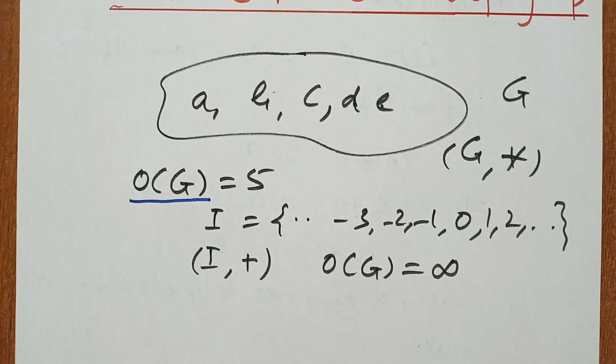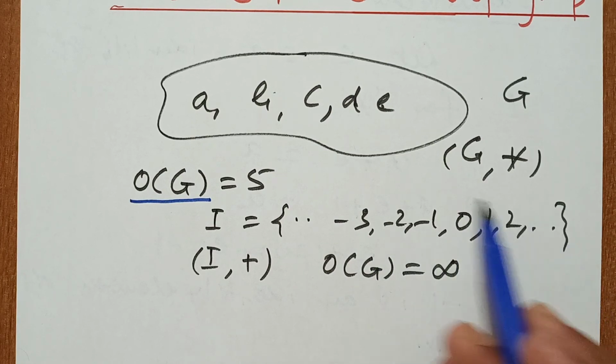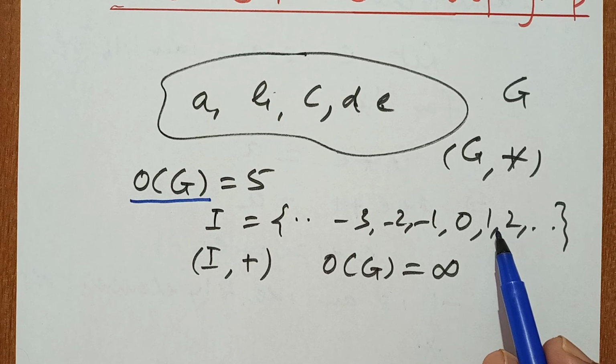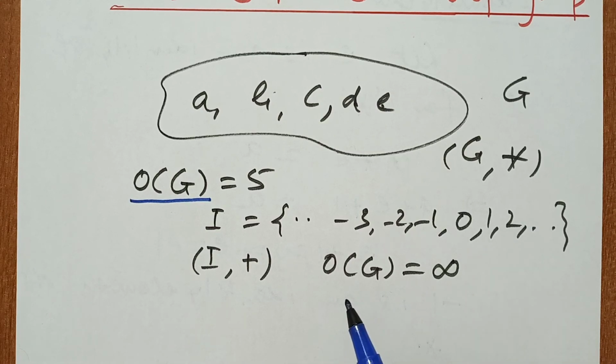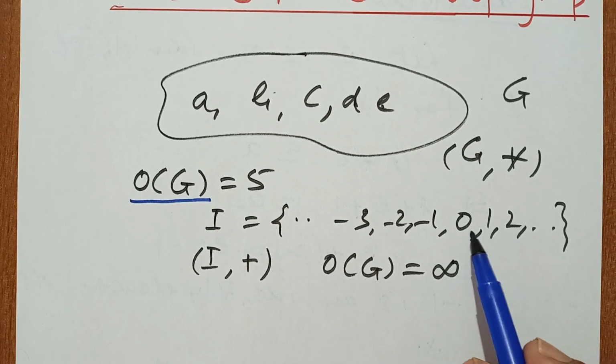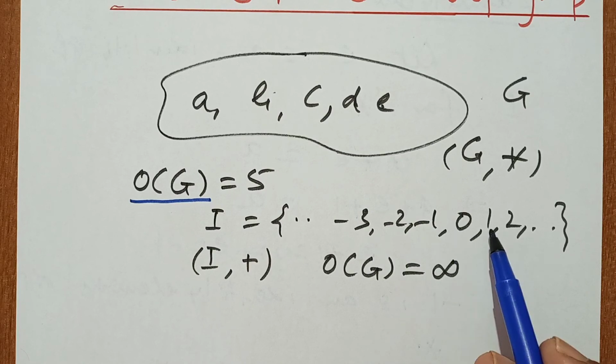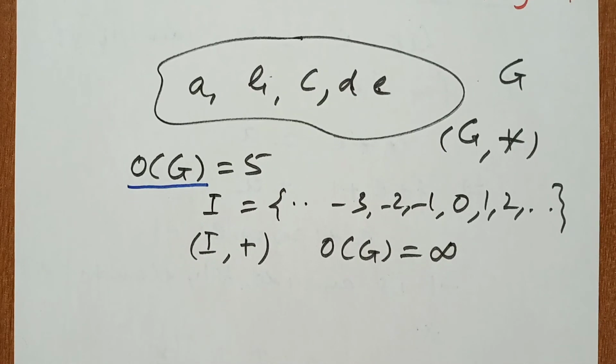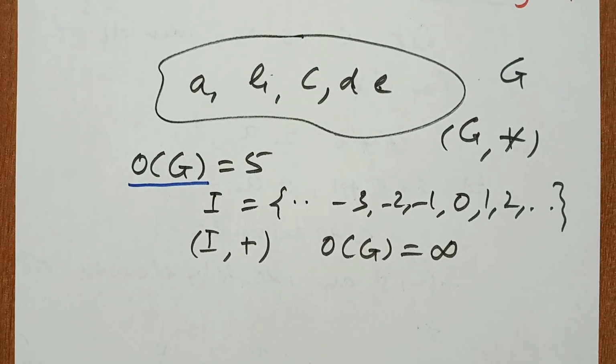Similarly, a new definition: order of an element of a group. There are so many elements in a group, so we need to explain or calculate the order of each and every element. Here we can't say what the order of 0 is, what the order of 1 is, what the order of 2 is. They will be different. So first we define the order of an element of a group.